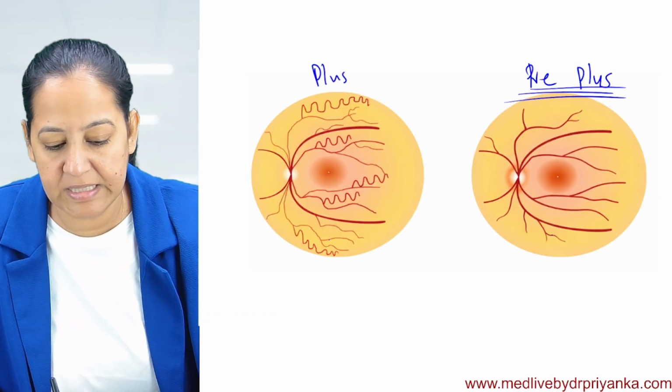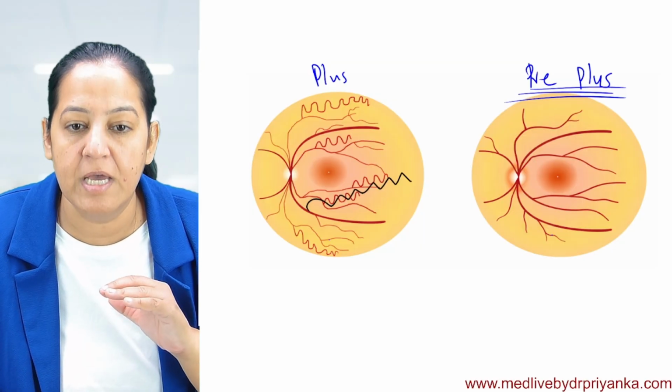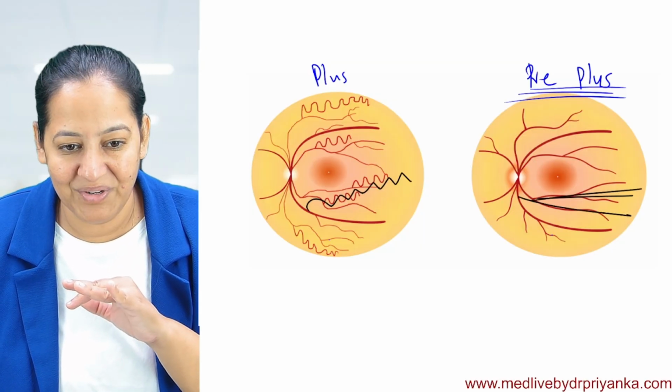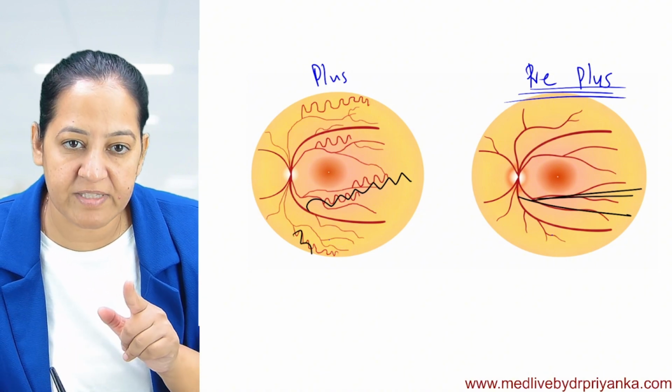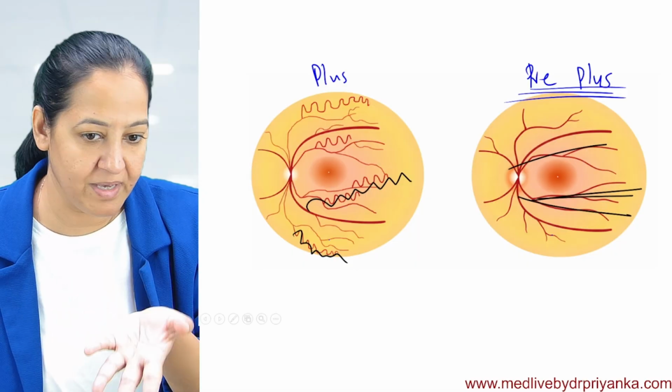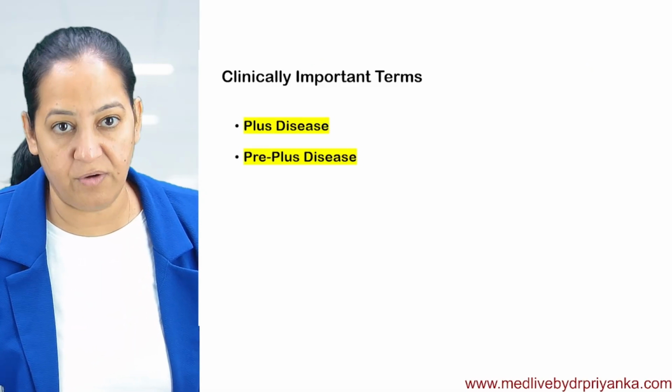So here you can see the new blood vessels which are formed, they are tortuous. But here the new blood vessels are straight. Okay, so that is the main criteria. If you are confused in the clock hour, leave it. So here the new blood vessels are tortuous, here they are straight. This is plus, this is pre-plus. So I taught you the extent of the disease, plus and pre-plus.